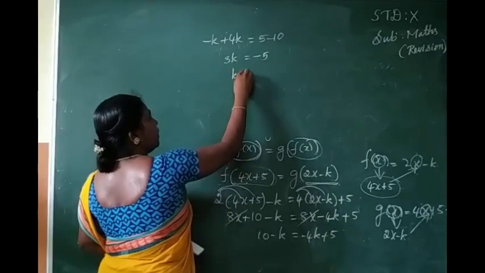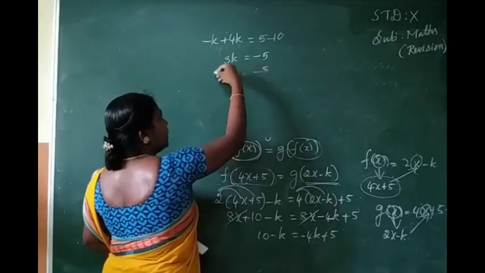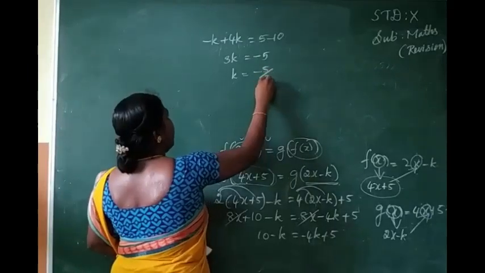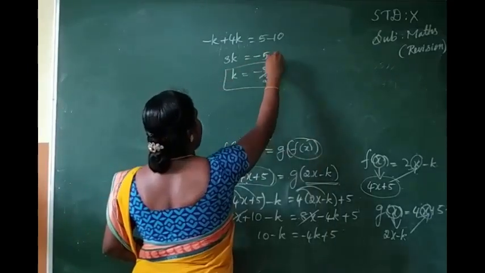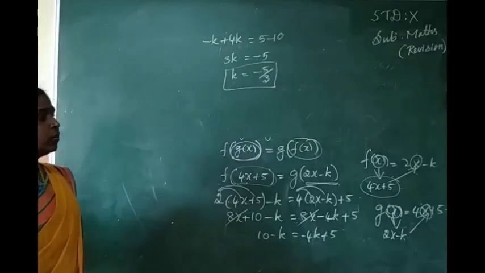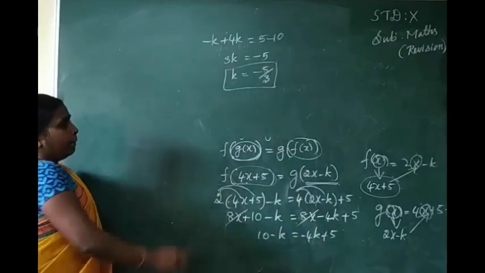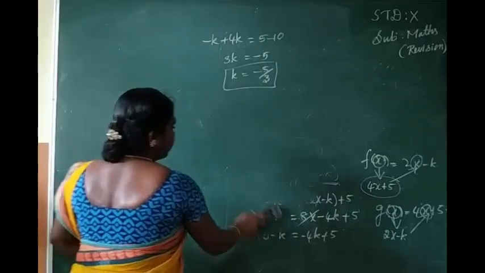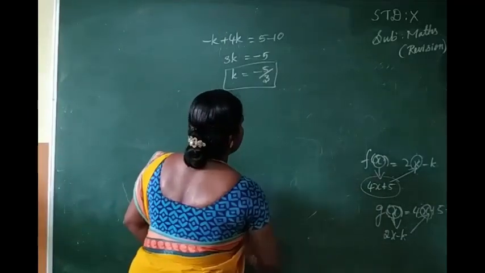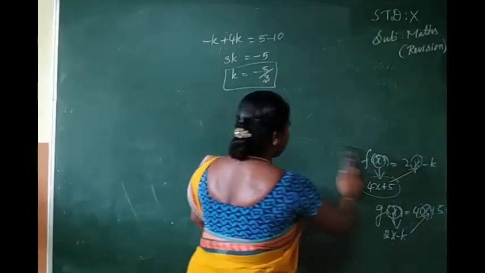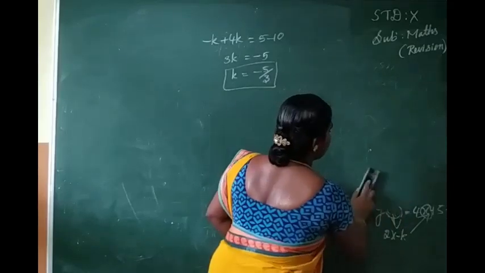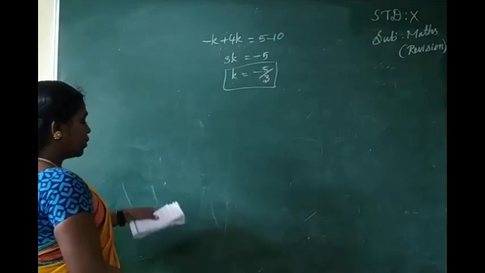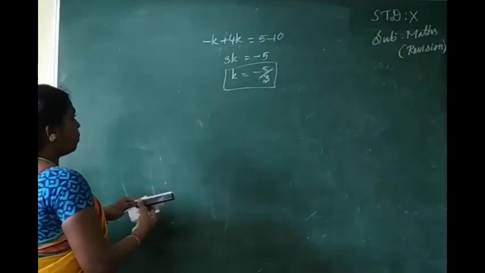So k equal to, we need k, so minus 5. 3 you take, right hand side will come in denominator. So minus 5 by 3. This is the value of k. Okay, next we can see the next problem.